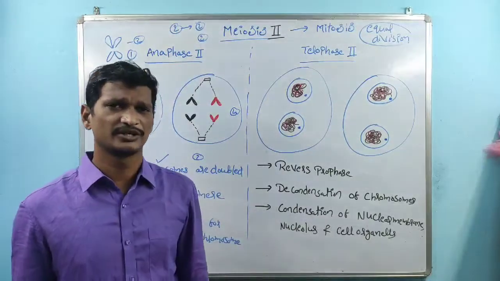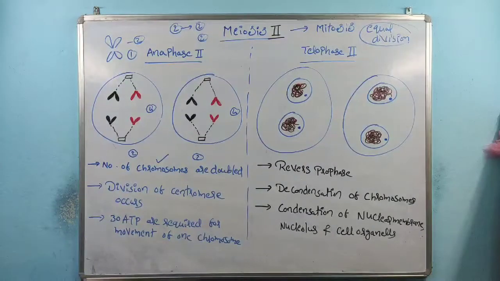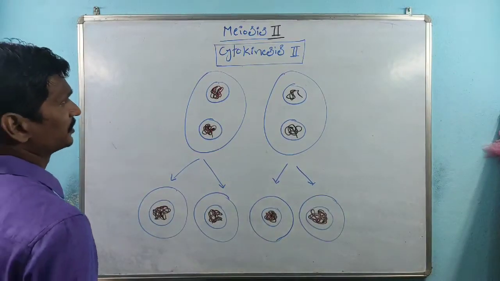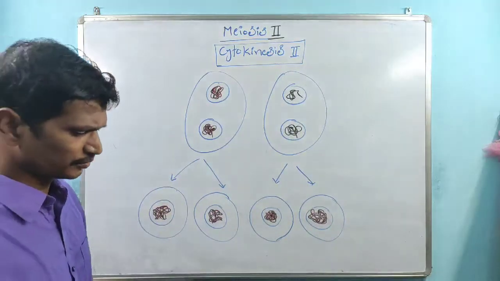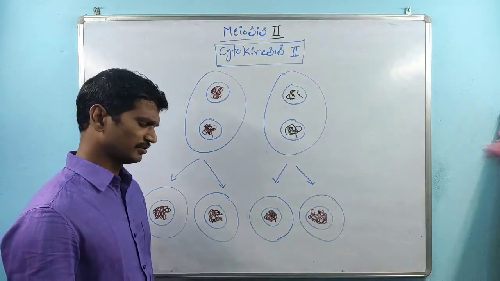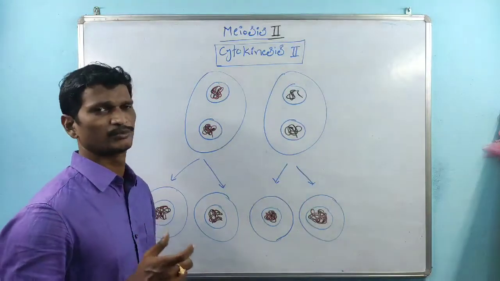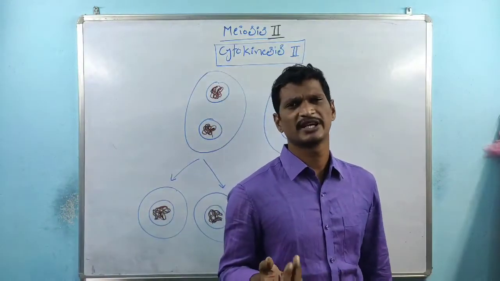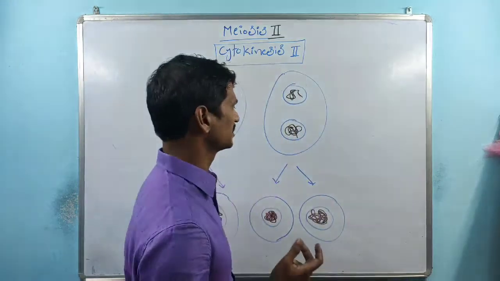Last one is the cytokinesis 2. We'll discuss about the cytokinesis 2. So this is the last phase within the meiosis 2, cytokinesis 2. So we know the cytokinesis process. There is an animal cell furrow method, plant cell phragmoplast method. In the same manner, the centripetal method within the animal cells, and the centrifugal method within the plant cells, right?